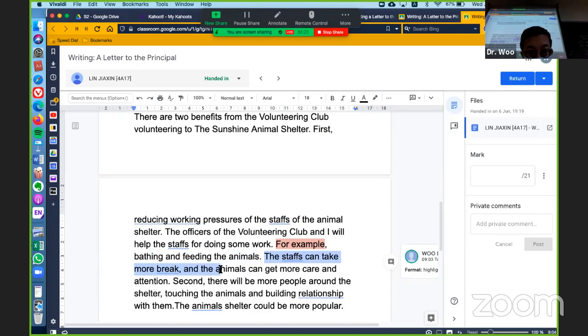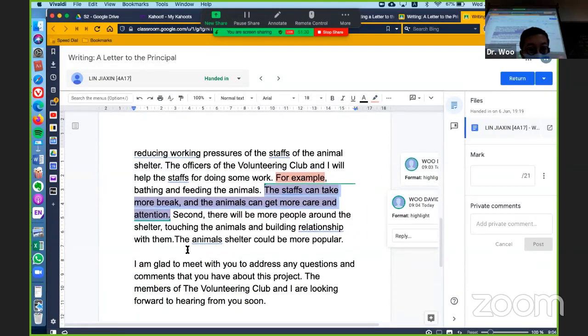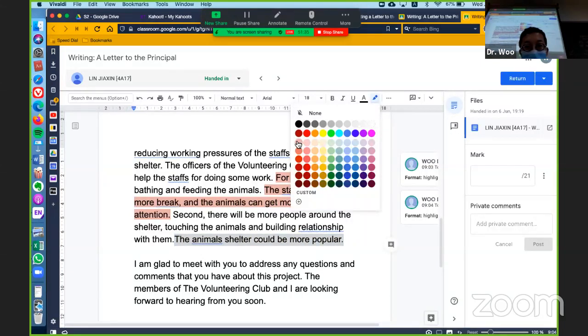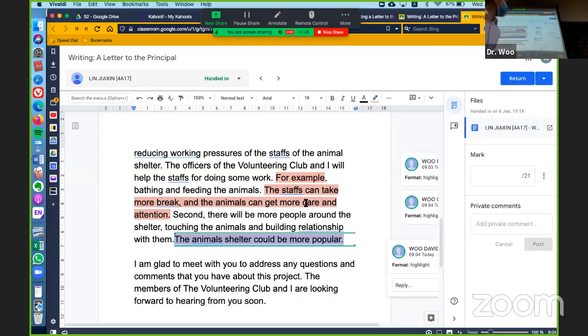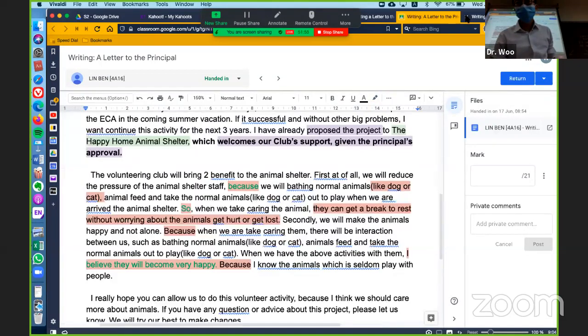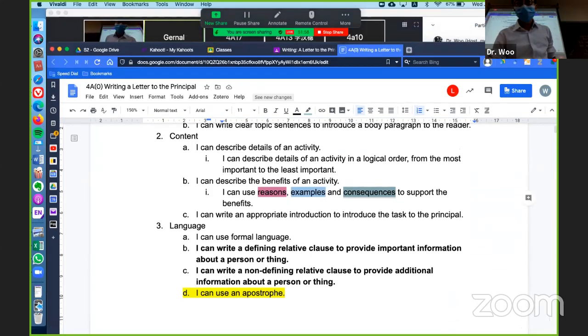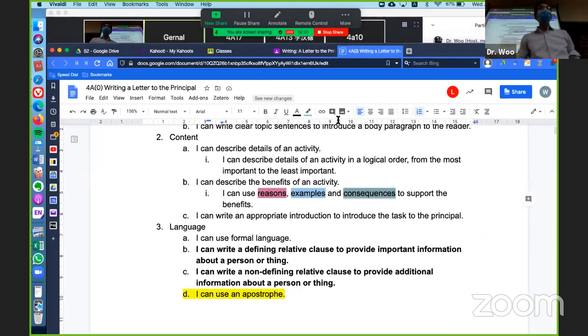Okay, consequences. Oh, that's great. That's great, Kathy. That's super. Second, there will be more people around the shelter teaching and building relationships. Could be, oh, good. Another consequence. Fine. Nice job. So I see 2 consequences and an example. Okay. Any questions? No? All right. This is not easy to do, boys and girls. Okay. Then we're done.